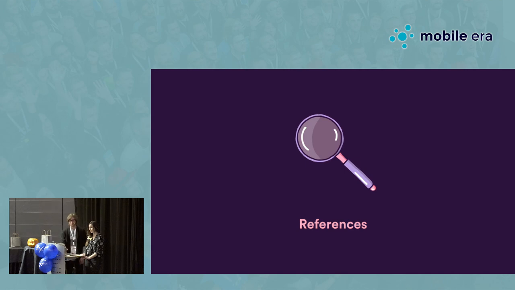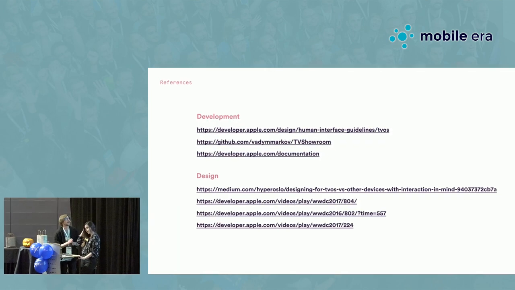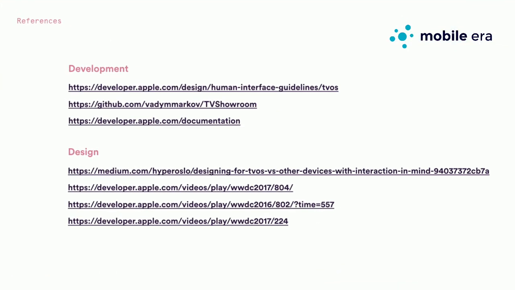We also prepared some references for you, so you can go there and read more about tvOS design and development. At the top, you can see some references to human interface guidelines, important for both designers and developers. Also, I prepared a repo on GitHub, the TV show room repo, that you can go and check out. There I show most of the common components on tvOS. So just check it out and create an issue or a pull request.